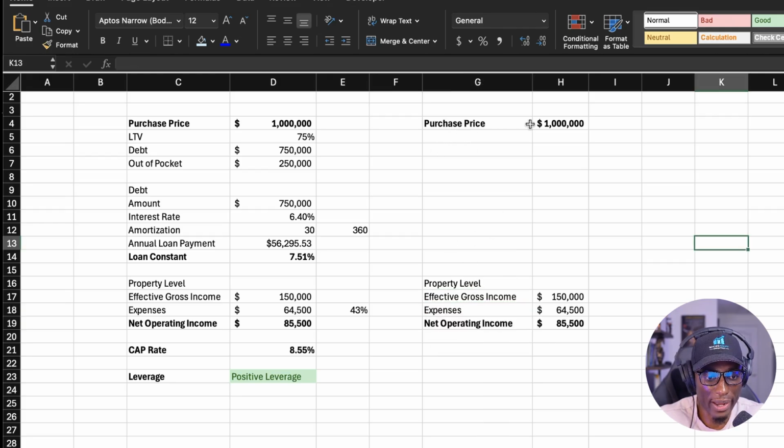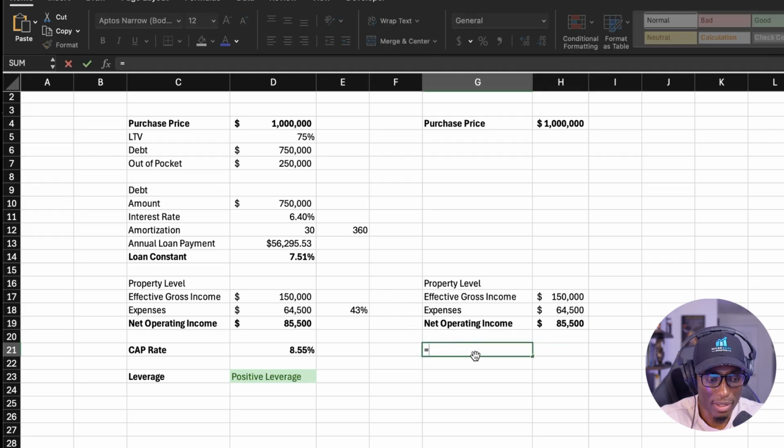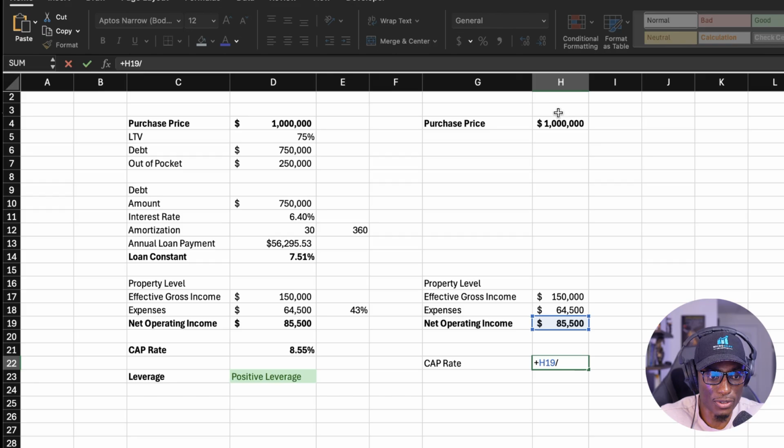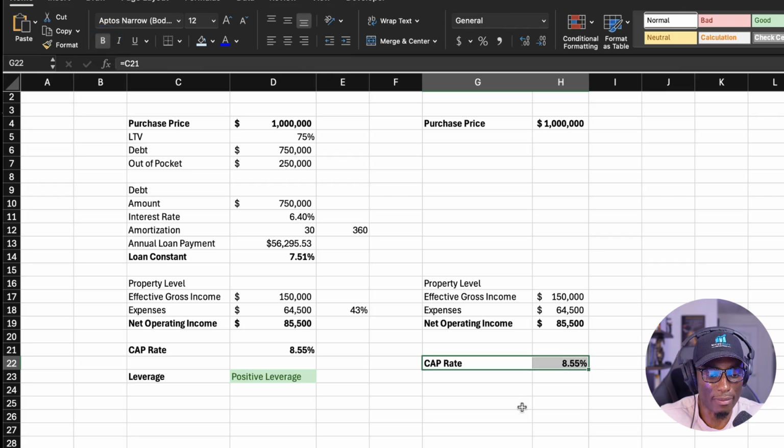If you paid all cash for this property without using a loan, now your net operating income becomes your cash flow because you don't have any debt service, so you're not paying any debt on that property. If you look at the cap rate on this property, it should be similar. The cap rate, which in this case is also your unlevered cash on cash, is 8.55%.